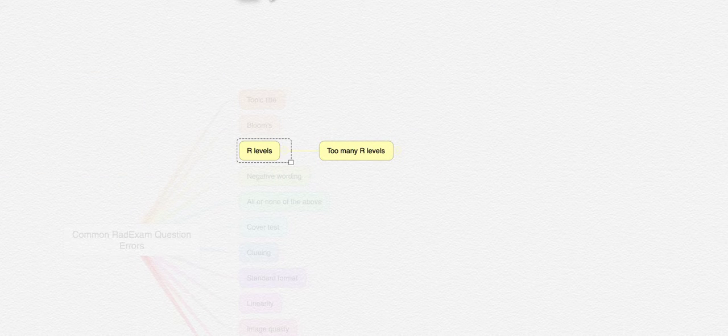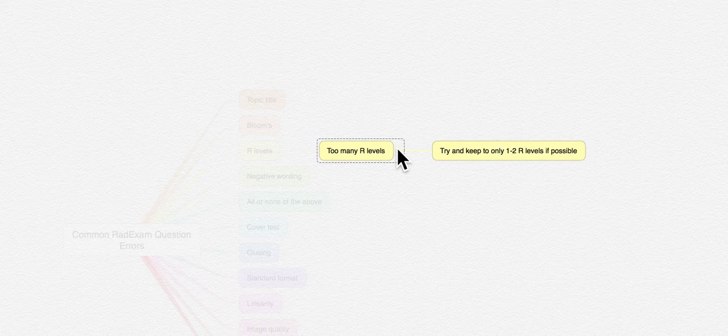The next area is R level, or assigning this particular question to the appropriate resident levels, and we've found that sometimes these get assigned to R1 through 4 and fellow. This is just going to make putting the exam together a little challenging. Now, there are occasions when you really want to do that. For example, a patient safety question that you're planning that is a sort that we might give to all R levels. But generally speaking, we really want you to try and stick to 1 or 2 R levels if at all possible.